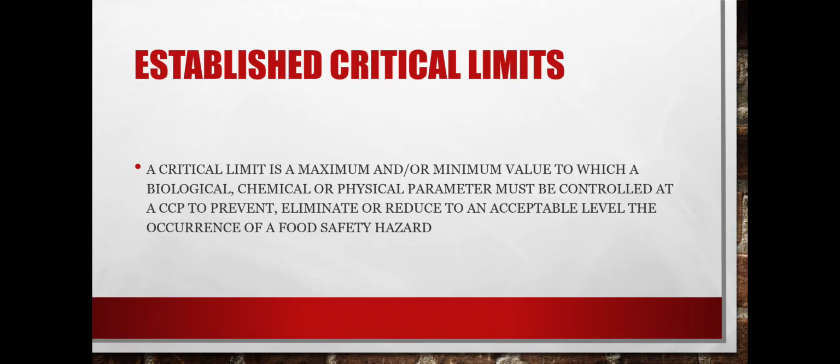Establish critical limits. A critical limit is a maximum or a minimum value to which a biological, chemical, or physical parameter must be controlled at a CCP to prevent, eliminate, or reduce to an acceptable level the occurrence of a food safety hazard.